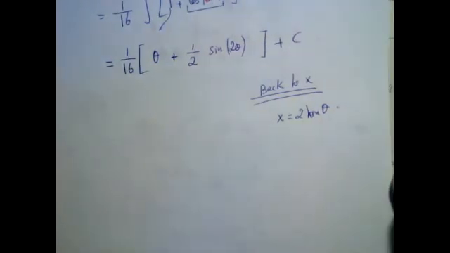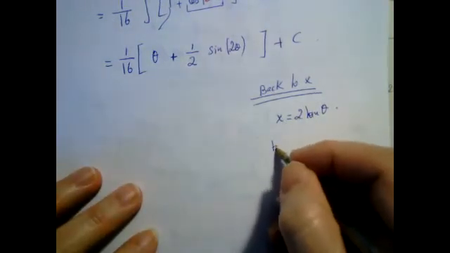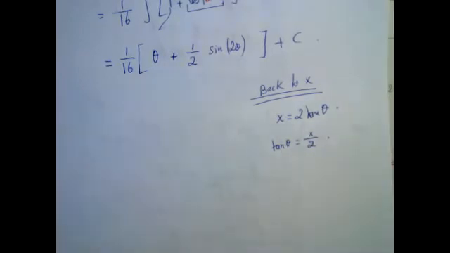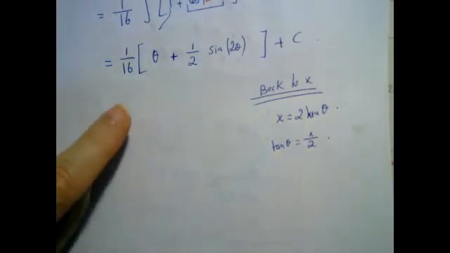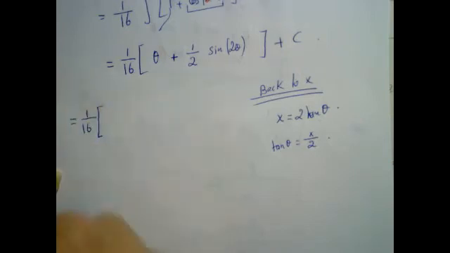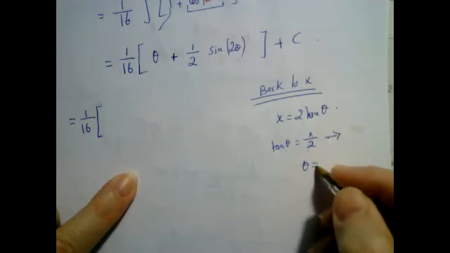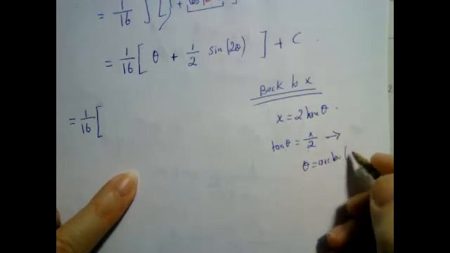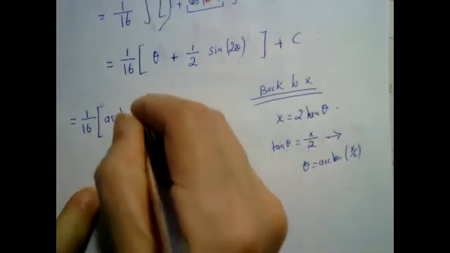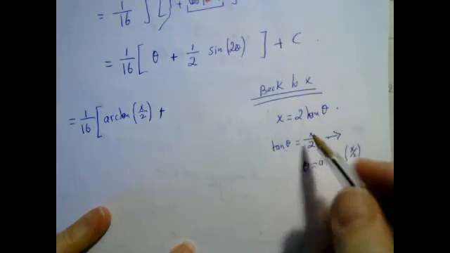How can I find theta? Since x is equal to 2 tangent theta, I'm going to solve for theta in terms of x. What's theta in terms of x? Inverse tangent of x over 2. Here you are. If the tangent is x over 2, it means theta is arctangent x over 2. So I took care of the first piece, theta.